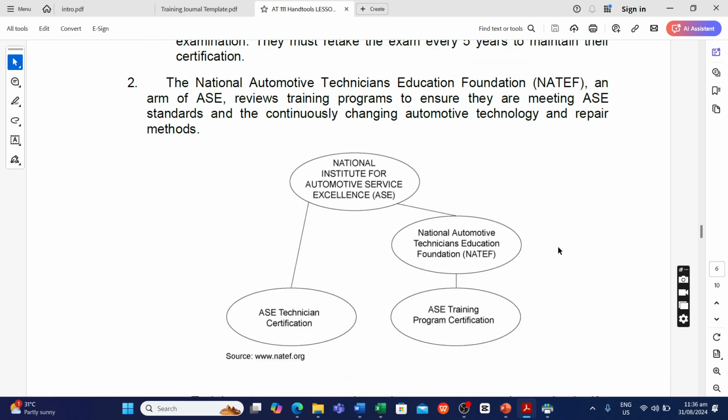The National Automotive Technicians Education Foundation, or NATEF, an arm of ASE, reviews training programs to ensure that they are meeting ASE standards and continuously changing automotive technology and repair methods. So, sa Amerika, ito yung process. We have the National Institute for Automotive Excellence or ASE. Under niya, yung NATEF, wherein they are the ones responsible for issuing ASE training program certification, and then nagbibigay din ang ASE ng ASE Technician certification.